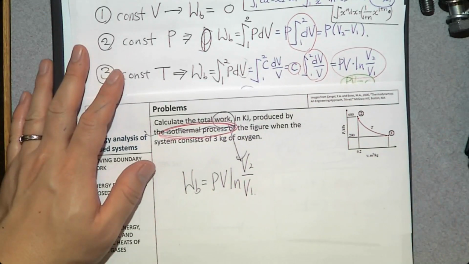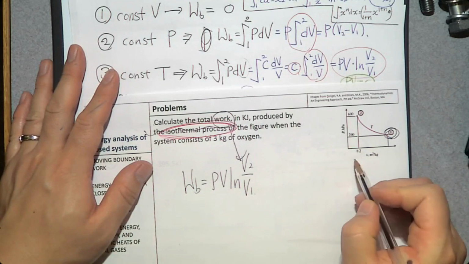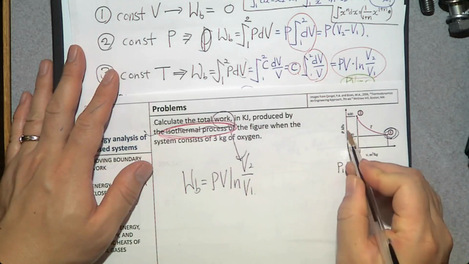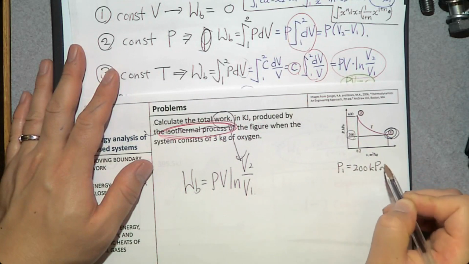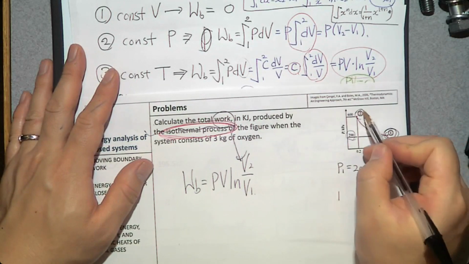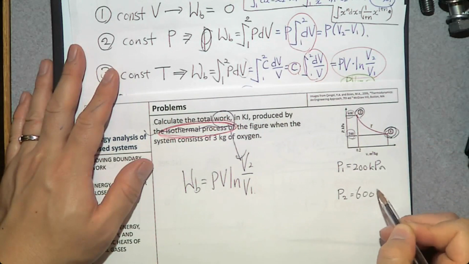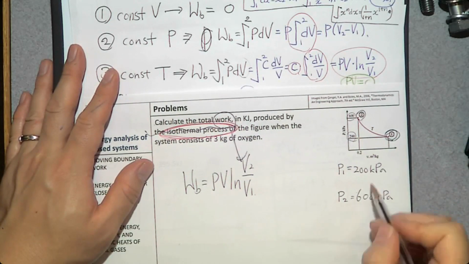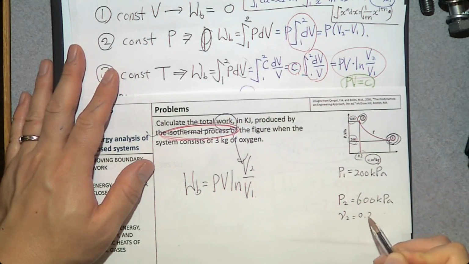So let's see. At the initial state, number 1, what is the pressure? P1, 200 kilopascal. What is the volume? It's not given. What about the final state, number 2? The pressure P2, 600 kilopascal. What about specific volume? v2 is 0.2 cubic meters per kilogram.